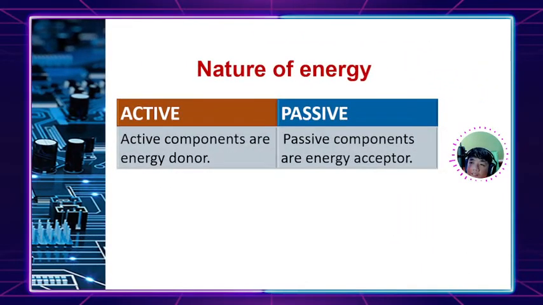The next is in terms of nature of energy. Active components are energy donors. They provide energy, they provide power, and they control the flow of current. Passive components are acceptors. As I stated a while ago, passive components utilize energy. Therefore, they are energy acceptors.